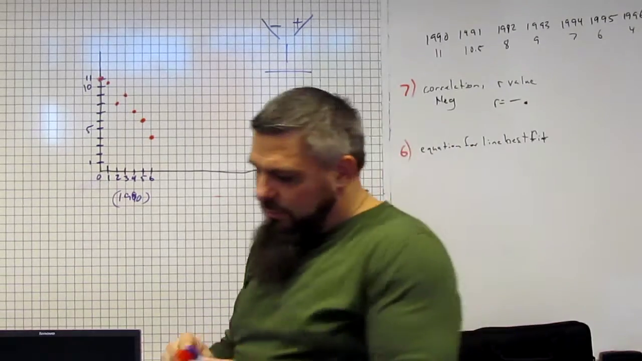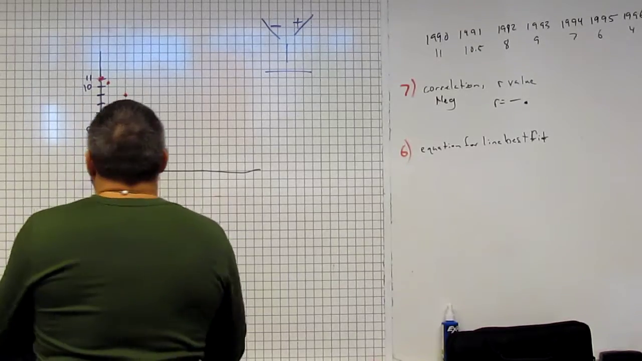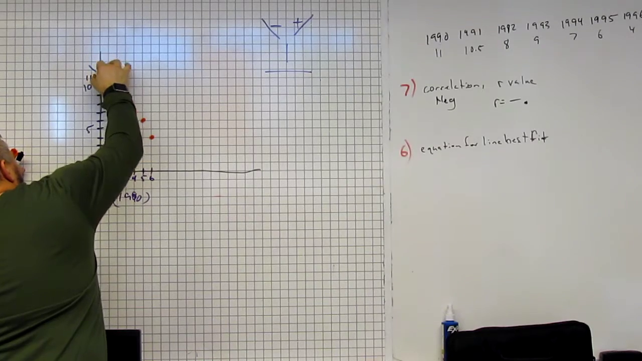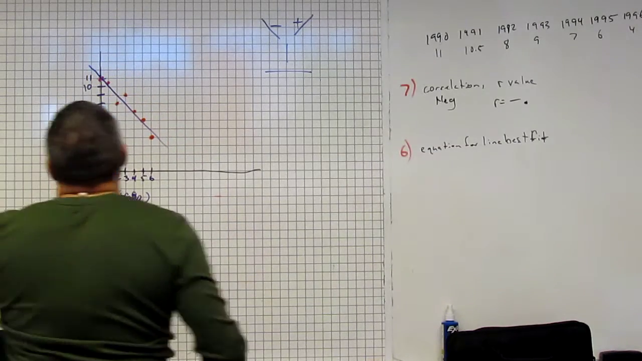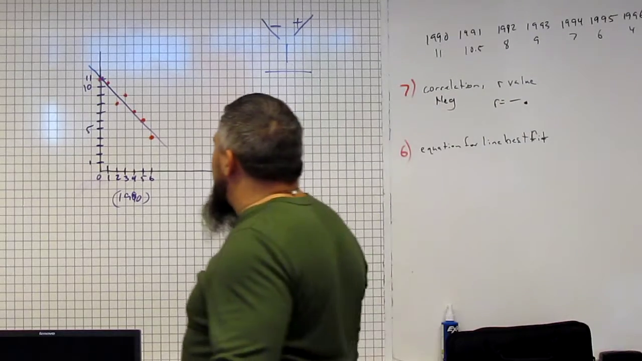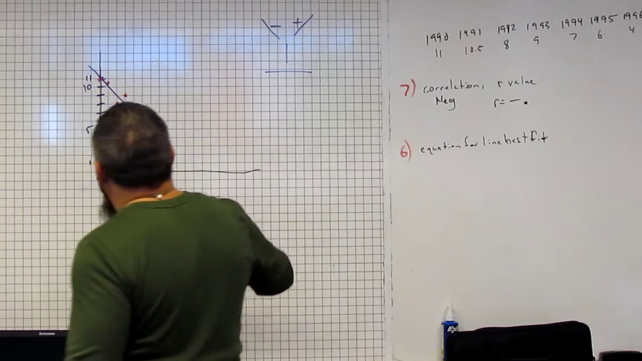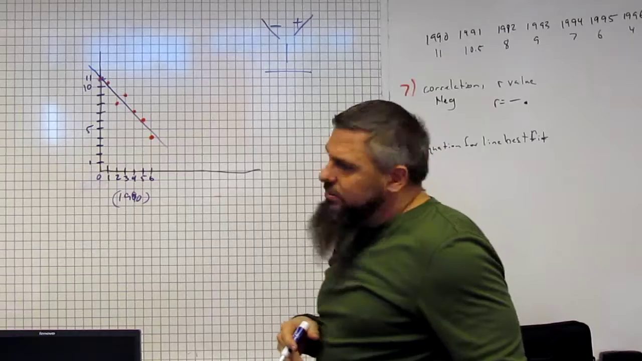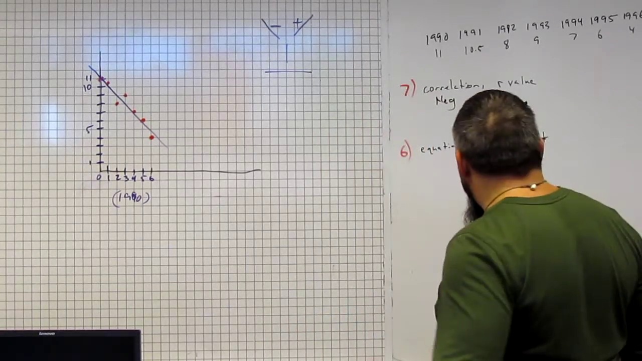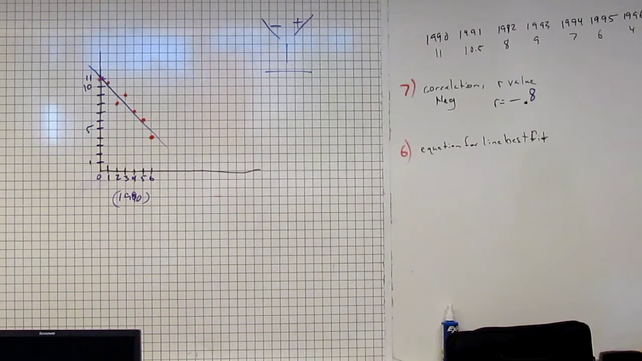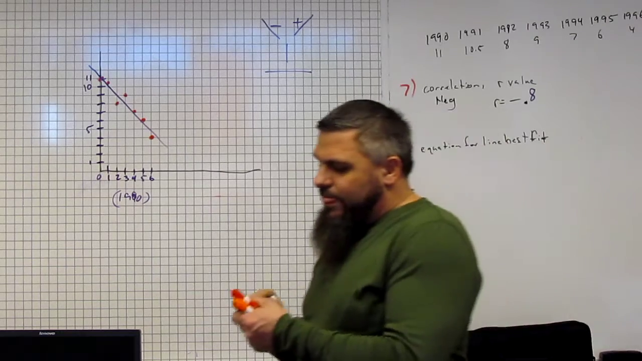Now, how close of an R value? Well, I could keep it simple and do negative 0.8. And when I look at it, it looks like about 0.8, 0.9. I'd say 0.8 is fair, right? Negative 0.8. Okay?